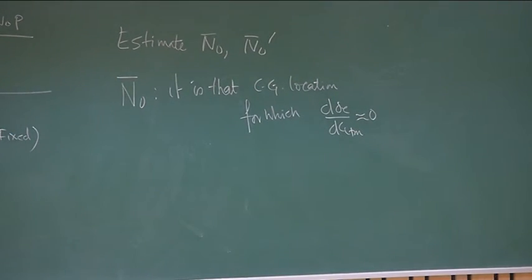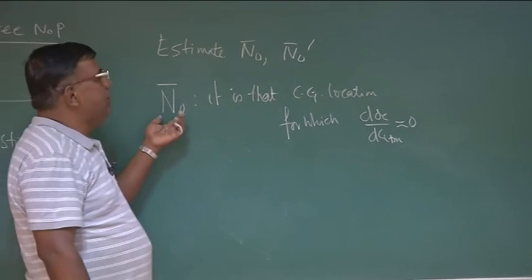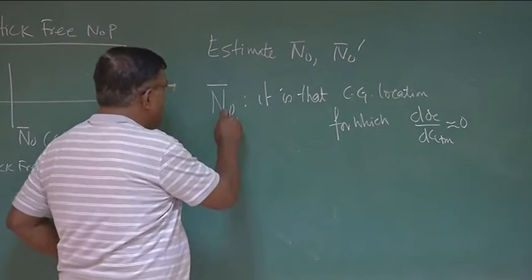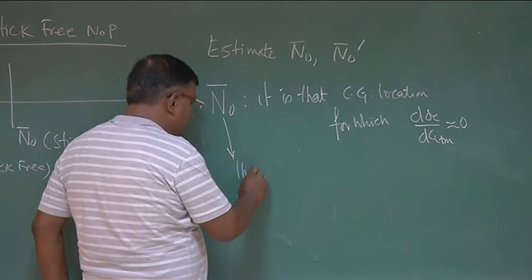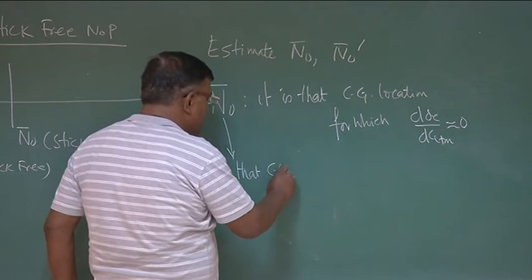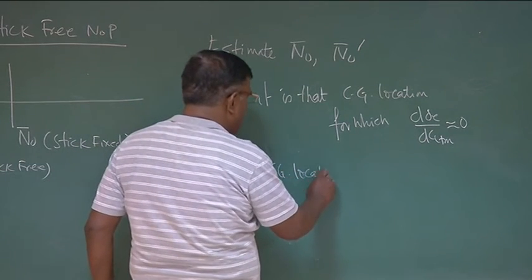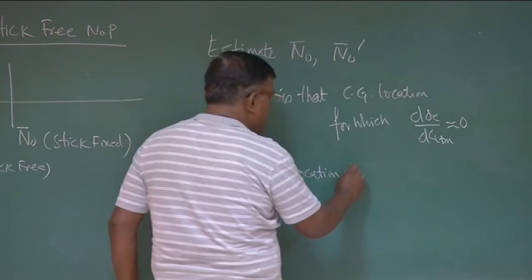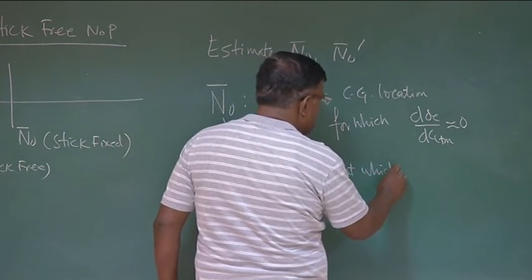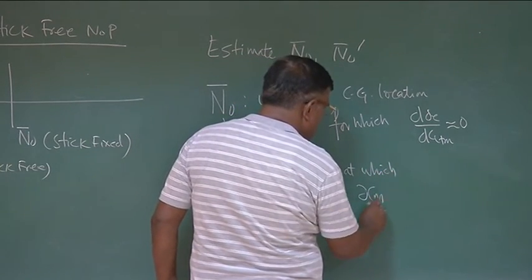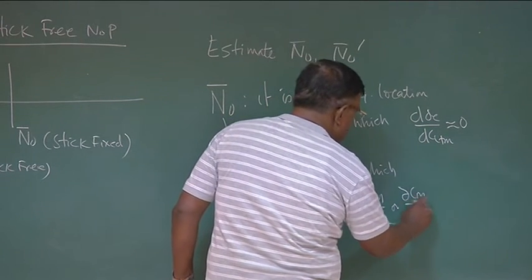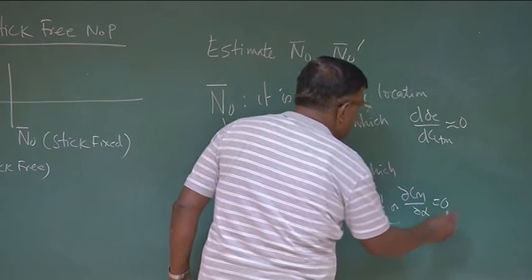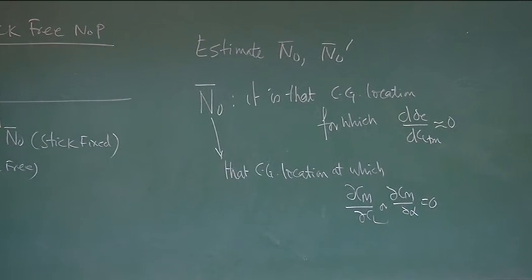With a little bit of approximation. Although we know neutral point stick fixed is that CG location, the exact definition is that CG location at which dCm by dCl, or dCm by d alpha, equal to 0. Okay, so neutral stability. Right?